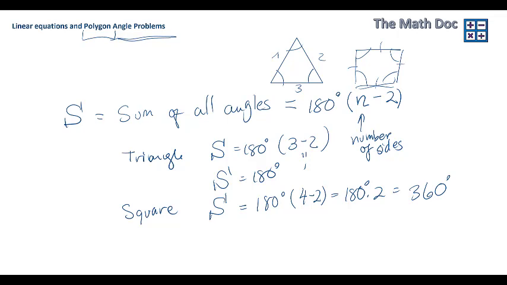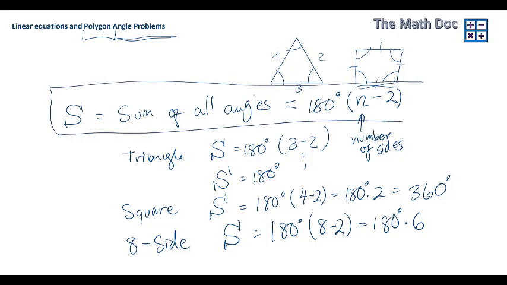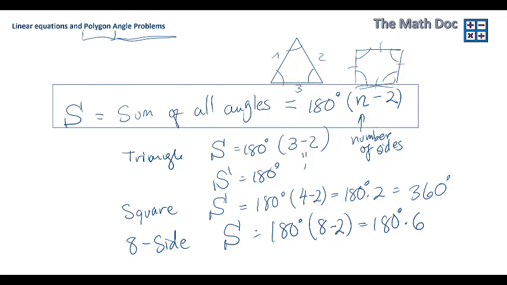And so on. If we have an 8-side polygon, S will be equal to 180 degrees times 8 minus 2, which is 180 times 6, and you can do the math yourself. So this is the general formula for the sum of all angles in a polygon, and it could be a polygon of any number of sides.